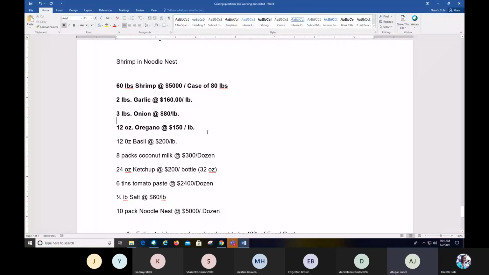12 ounces of oregano at $150 slash pound. And look, it's 150 per pound. We want to find the cost for the 12 ounces. Yes, miss. Right. So we know how much is per pound, but we don't know how much 12 ounces is. All right, next one.